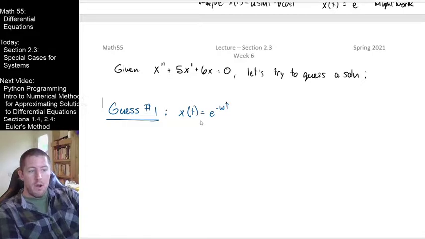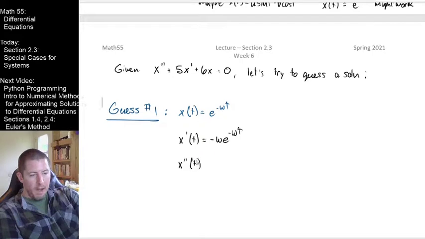So let's go ahead and see if we can solve for what W must be to make this work out here. What I'm noticing is if I want this to work out, I need this equation to be true. So I need X, I need X prime, I need X double prime. So let's go ahead and find them. X prime of T should be negative w e to the negative wt, and x double prime of t is going to pop down another w, so I'm going to get positive w squared, because negative w times negative w is positive w squared, e to the negative wt.